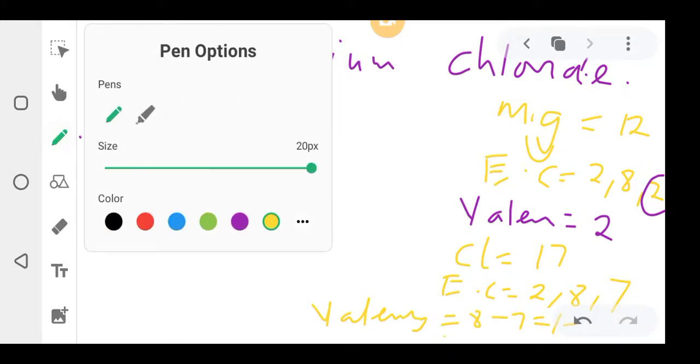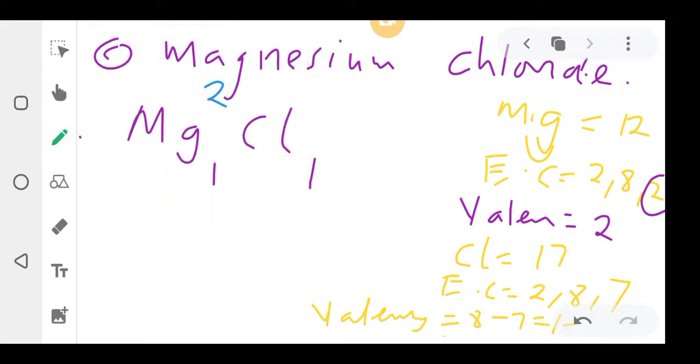Why? Because if this last number is above 4, we subtract it from 8. So the valence I'll pick here is this one, which is 1. I always go to the last number and check. If this last number, which is 7, is above 4, we subtract from 8. That's why I put 8 here and then 1. So chlorine is also 1.